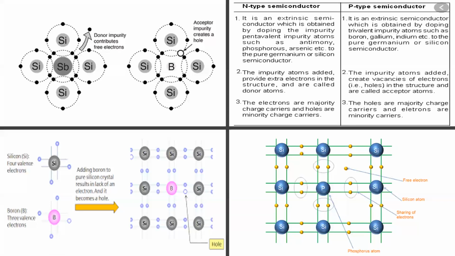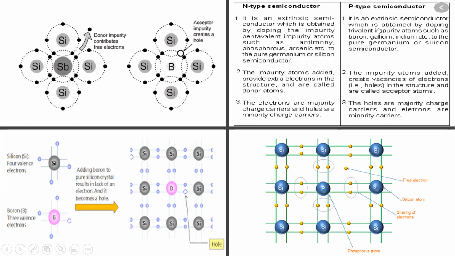So when you add around 10 raised to 8 boron atoms to a silicon crystal lattice, which has around 10 raised to 23 atoms per unit volume, 10 raised to 8 holes are produced. So the number of holes here is much more than the number of free electrons produced by thermal agitation or by the application of voltage. So holes become the majority charge carrier.